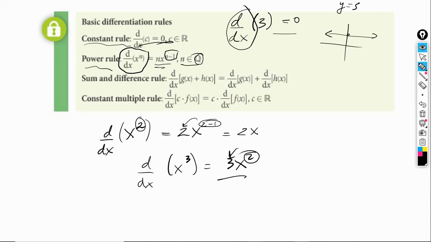Then let's look at something called the sum and difference rule. What that says is something as basic as this. Let's suppose you have a function, x squared plus x cubed, and they ask you to find the derivative of that.